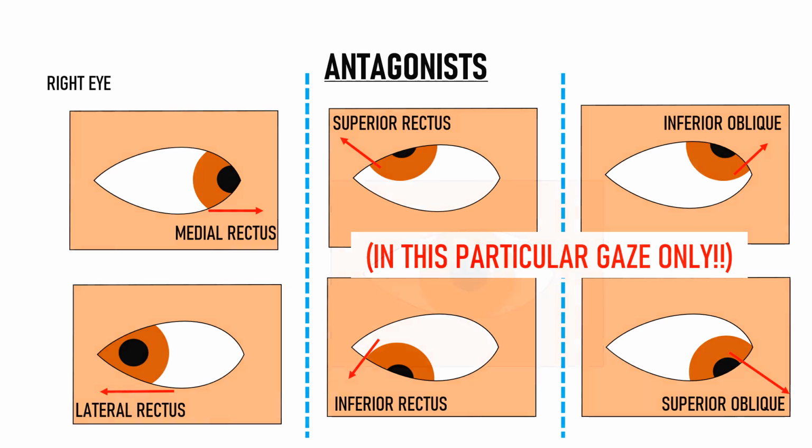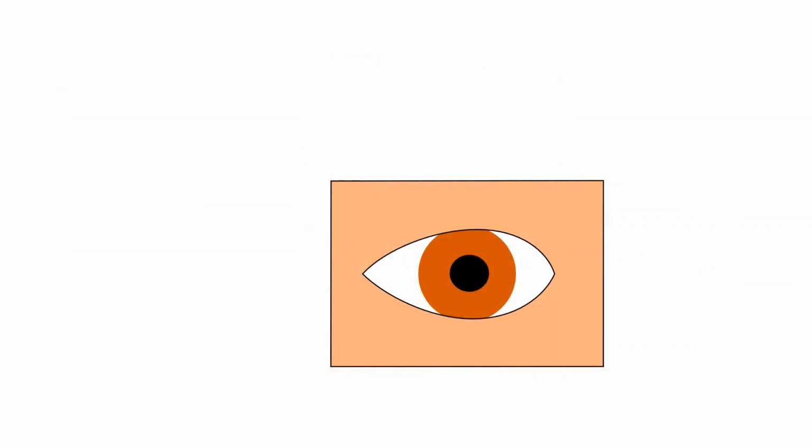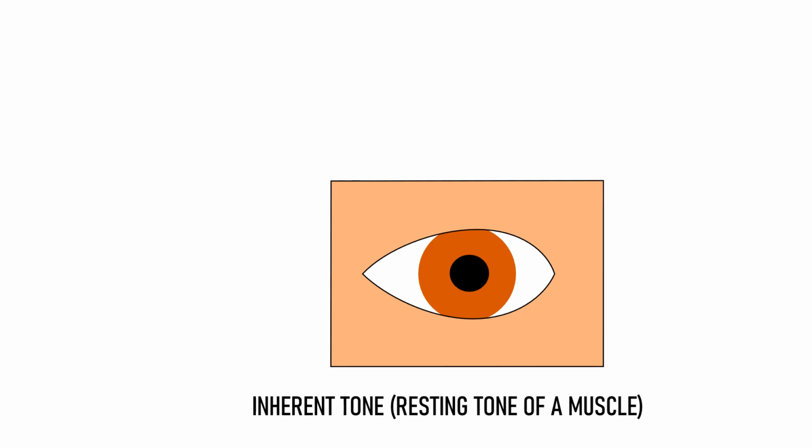antagonists. In the resting position, that is when the eyes are in the primary position, it is not that our extraocular muscles are completely relaxed. They have an inherent tone that we call the resting tone of a muscle.